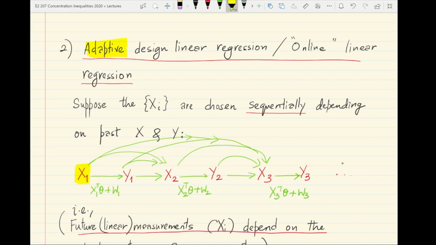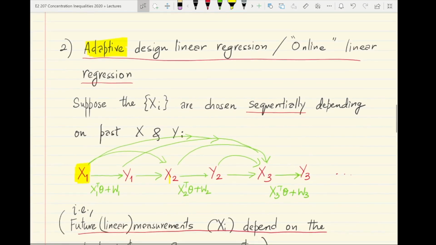Followed by this, x2 is chosen, but x2 can depend on y1 and x1. That's why x2 has arrows coming in from x1 as well as y1. This arrow is redundant. So x2 can depend on x1 and y1, following which y2 is obtained only depending on x2, following the linear model x2 transpose theta plus w2. Following y2, x3 is a new direction that can be computed by looking at all the past data. So x1, y1, x2 and y2 can be used to decide x3, and so on and so forth.